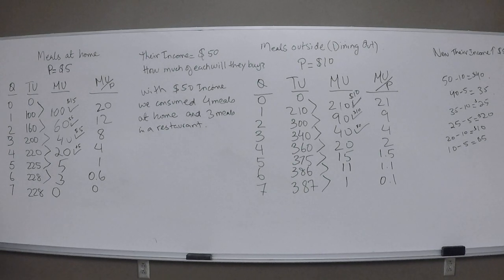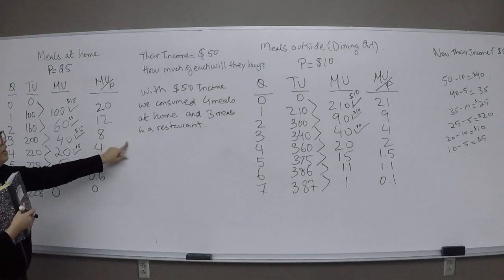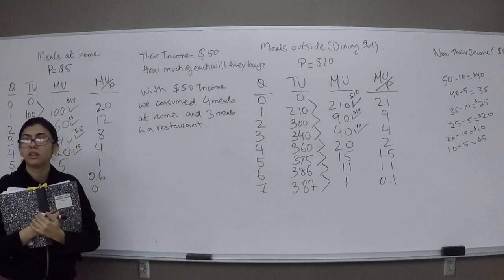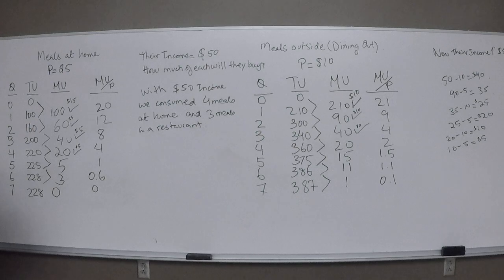Does everybody understand why with $50 income we're consuming 4 meals at home and 3 meals at a restaurant? We go step by step, yeah. Why wouldn't you, whenever you had $20 left, consume 2 meals at home consecutively, and then you have $10 left, and then quantity number 5 for dining out would give you 15 noodles, so it'd be a higher total. Okay, so you're talking when you have $20 left.